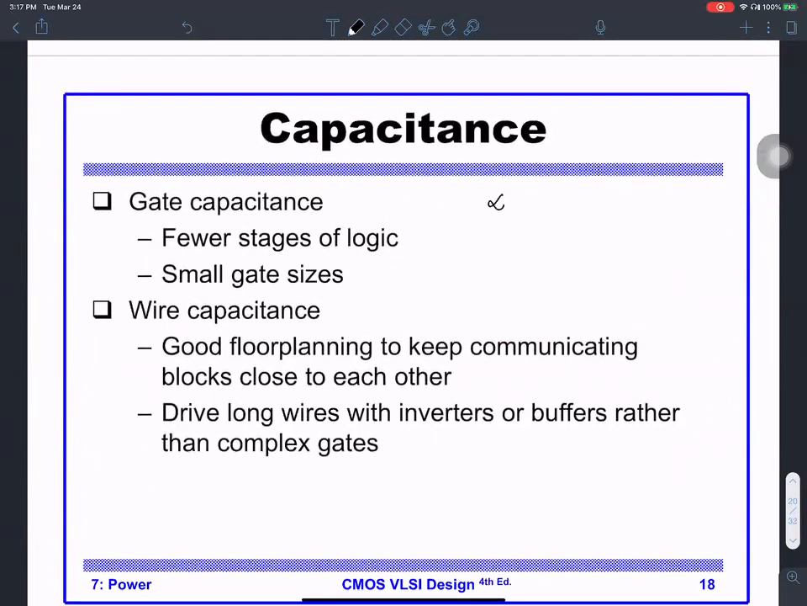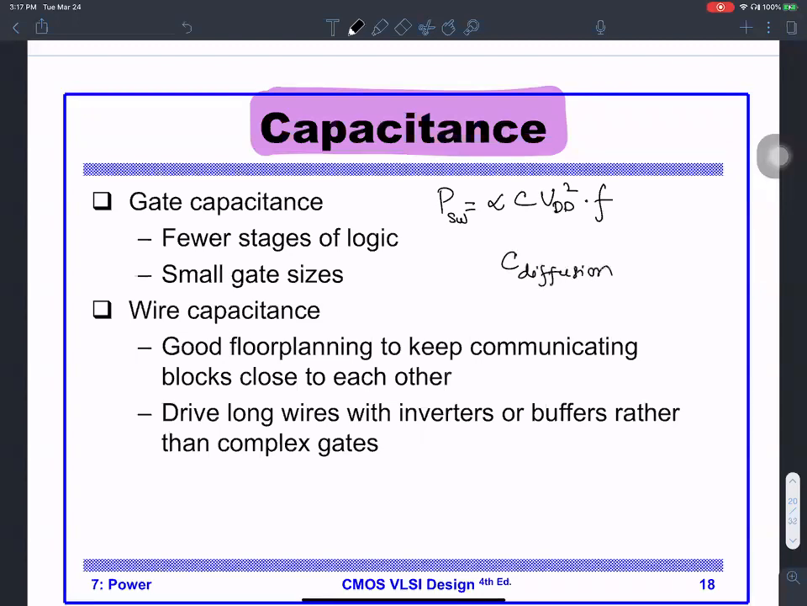So in the equation, alpha C VDD squared times F, that is the power switching. The other knob that I can use is to reduce the capacitance. We are already familiar with the mechanism of calculating the C diffusion. For example, when calculating the TPD rising or TPD falling, we looked at the total capacitance to the left of a node and the total capacitance towards the right of a node. So this is the parasitic cap and the load cap.